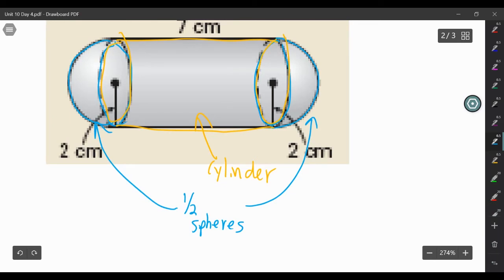Well, if we have 2 halves, together they become 1 whole. So you may think that we're going to have to divide by 2 to find the volume of the half of a sphere, but because we have 2 halves, we can just combine them together as 1.